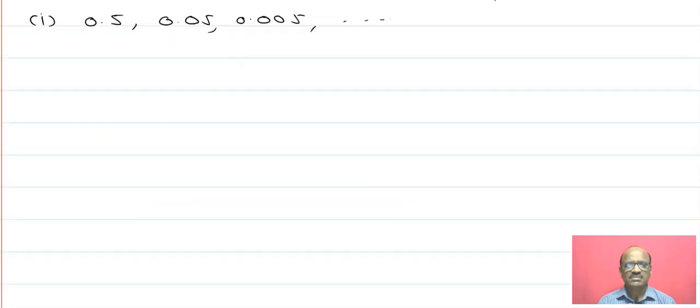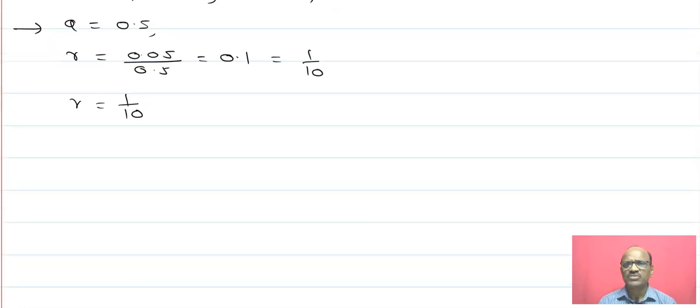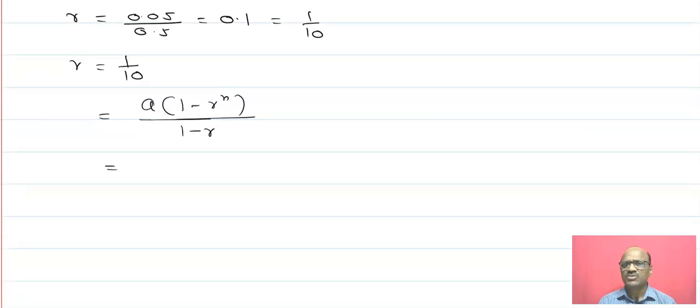This is the sum. Now next is 0.5, 0.05, 0.005. Here A is equal to 0.5 and R is equal to 0.05 upon 0.5, and that is equal to 0.1, which is equal to 1 upon 10. Now to find out the value of R, multiply numerator and denominator by 100, then you will get R is equal to 1 upon 10.